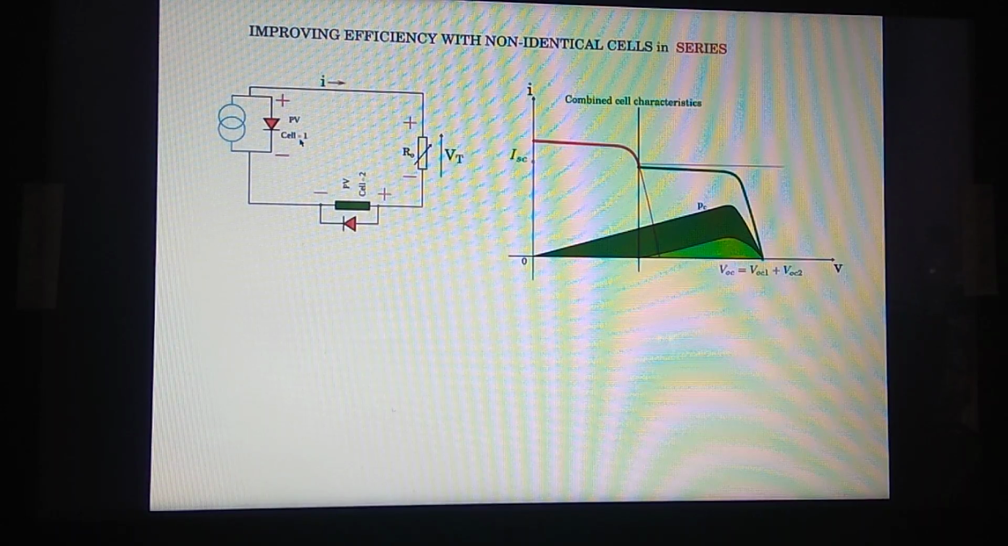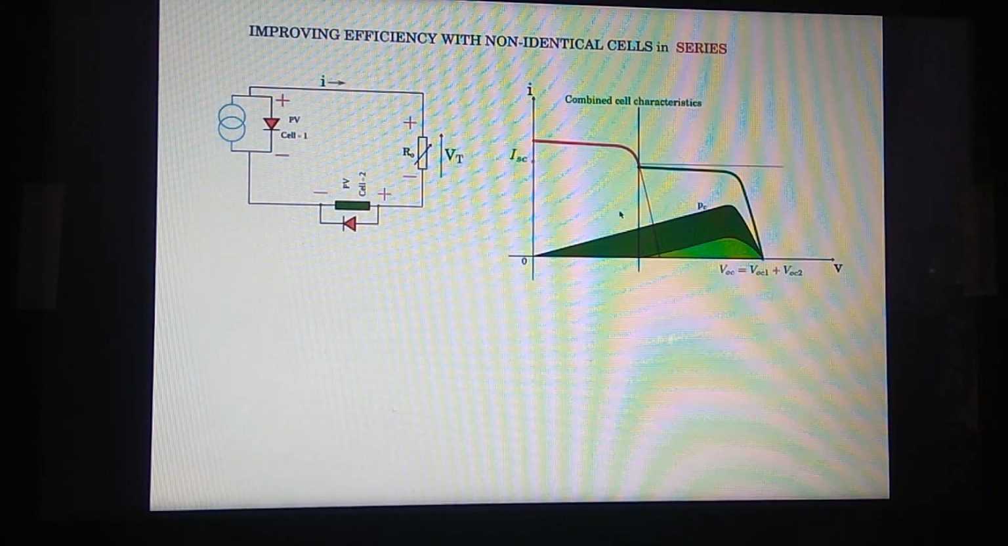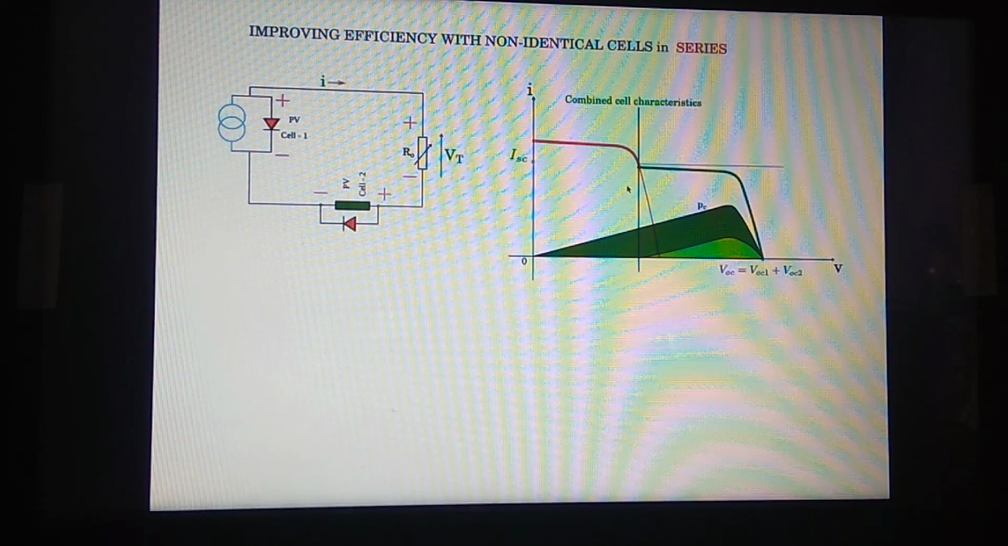Now PV cell 1 will deliver the full power to R0 alone, and no dissipation occurs here. So that is the advantage of putting this diode. You will be improving the efficiency slightly, and the characteristic also kind of takes this shape as indicated.